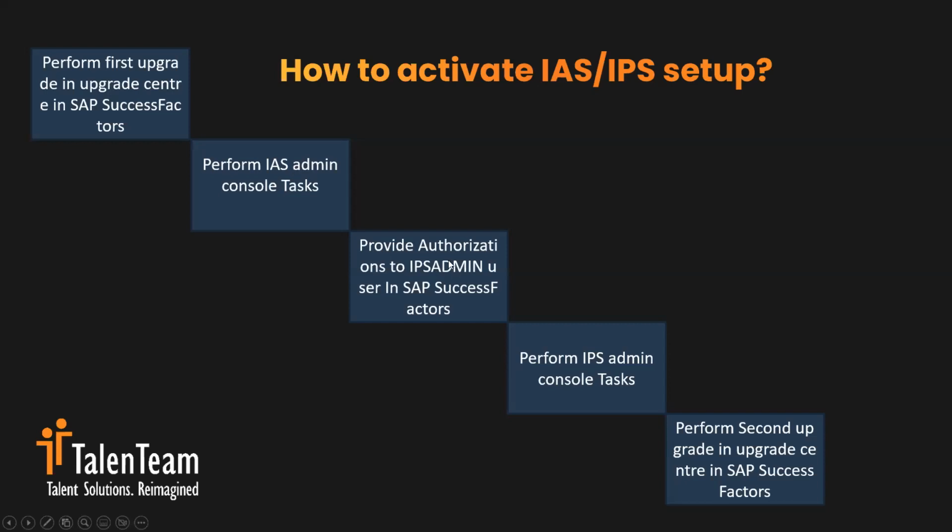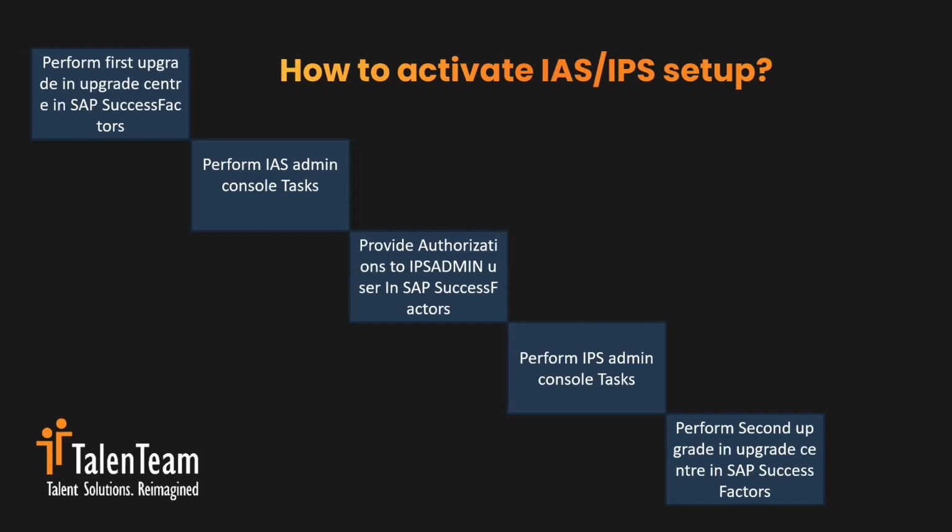Second thing is the authorization, right? What this job does is it creates a new account in your system called IPS admin account. It's like any other user data that you have. It's a special account which needs to be permissioned in order for IPS to read the data from SuccessFactors. Technically, you are enabling this account to be an API user so that IPS admin can go ahead and read the data within the SuccessFactors system.